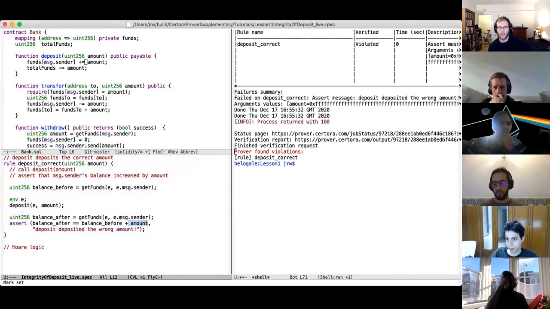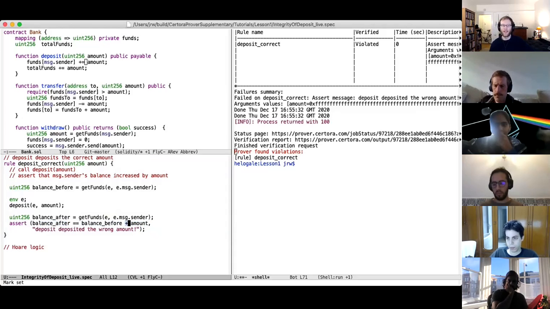Similarly with amount, and then do this addition over the mathematical integers and compare it to this. Okay, and so that's why this rule is violated, right? Because balance before was 1, amount was the maximum 256-bit integer, which means that 1 plus that is going to go outside the range. It's going to equal 2 to the 256, right? And that's not equal to 0, which was the balance after. So that's why this rule failed.